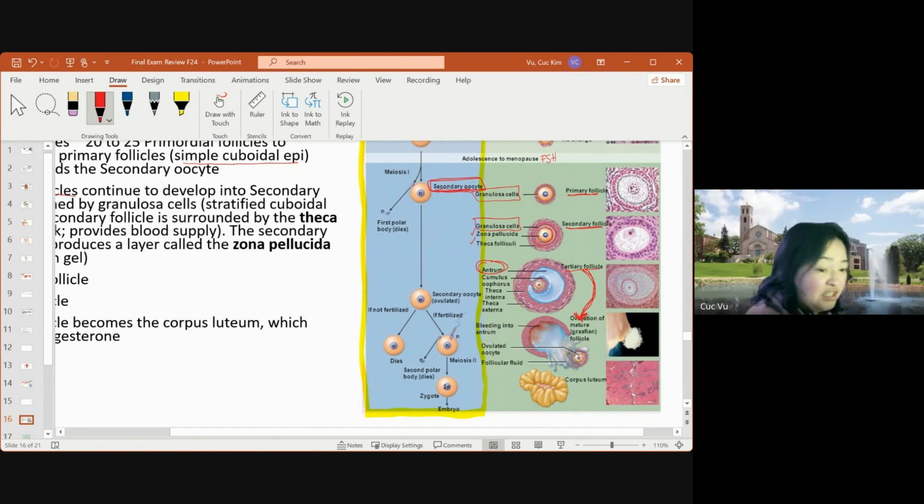Okay. You are correct to talk about estrogen because estrogen is produced here in the antrum. So in addition to creating that pressure, the antrum area is also where you'll find the production of the estrogen.